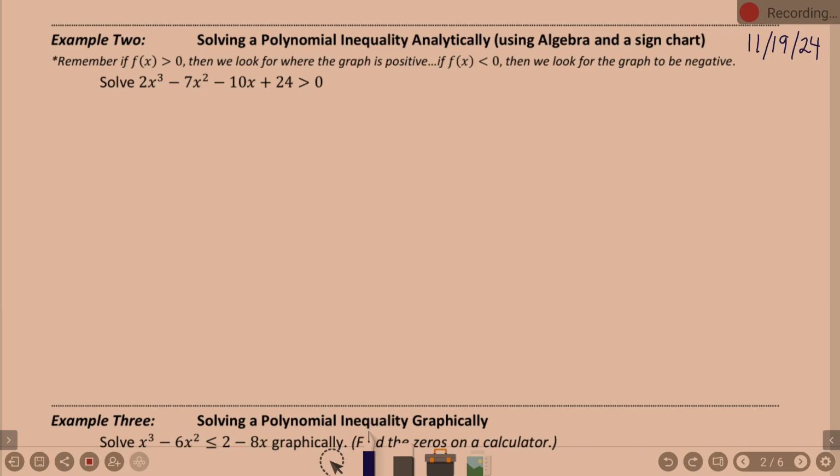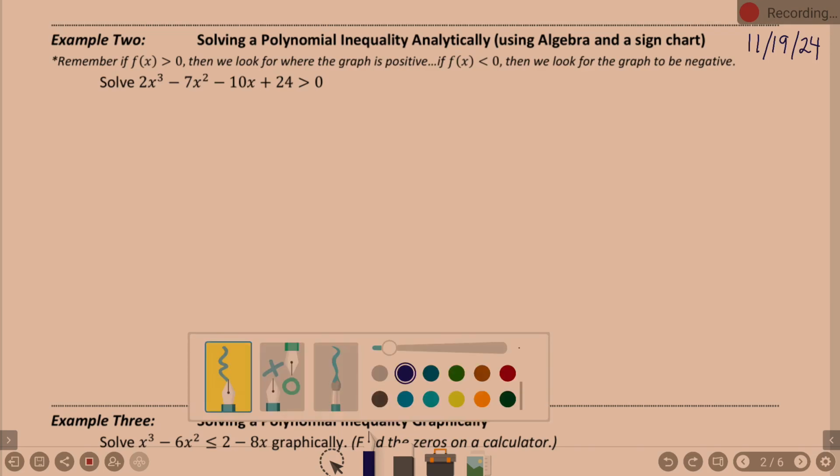Example 2 has us solving algebraically. When we get to example 3, we'll specifically start talking graphically. Now, with the algebraic, the first 3 problems are like the first example. The next handful of problems are like this, and then the end of the homework is all graphing, I know. Okay, but they ask us to solve 2x cubed minus 7x squared minus 10x plus 24 greater than 0.